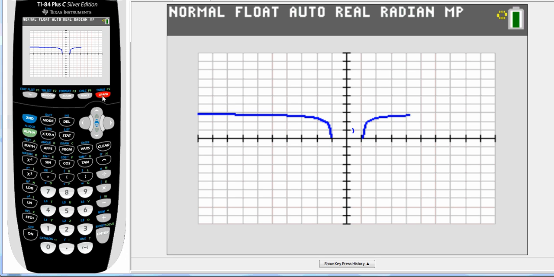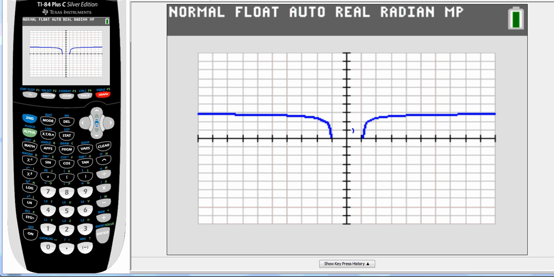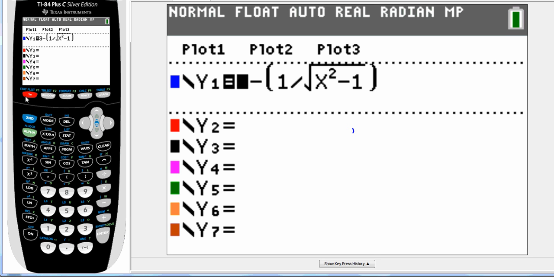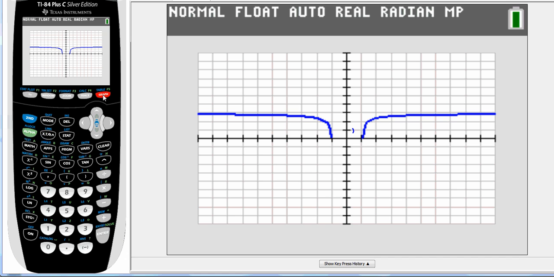So my question is, does it cross the x-axis? 3 minus 1 over the square root of x squared minus 1. All right. So my question is, does it cross the x-axis? Well, again, it certainly does not look like it, okay? But let's kind of peek at this and see. And let's see if our tables can help us at all. All right, so first of all, I'm going to go to my graph. And if it crosses the x-axis, it's going to be somewhere right around -1 and somewhere right around 1, if it crosses at all, okay?